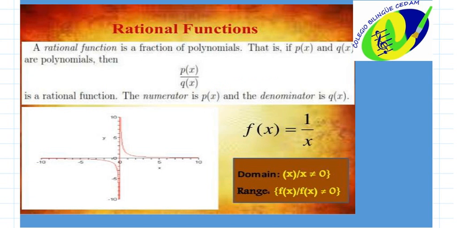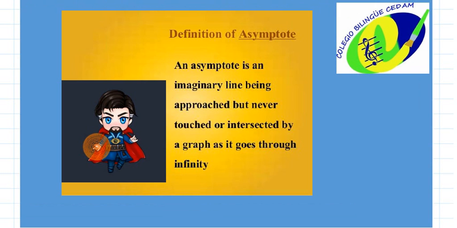And finally, rational functions. I've told you many times that a rational function is the representation of P over Q, and Q can be 0. It can be 0 because it gives an indetermination, and it's necessary to determine the domain and the range of the function. And the asymptote. An asymptote, like I said here, is an imaginary line approached but never touched. So it's never touched by the graph of the function.